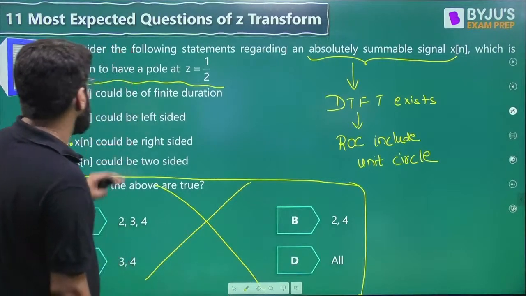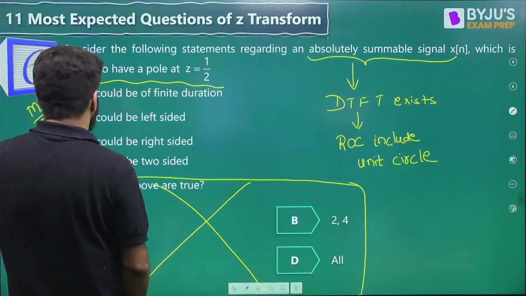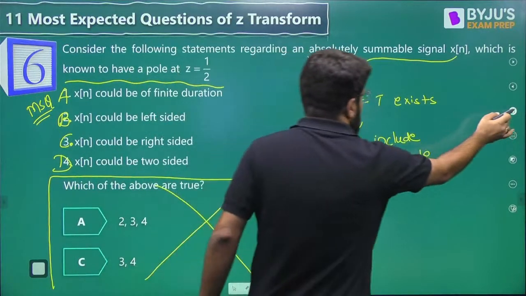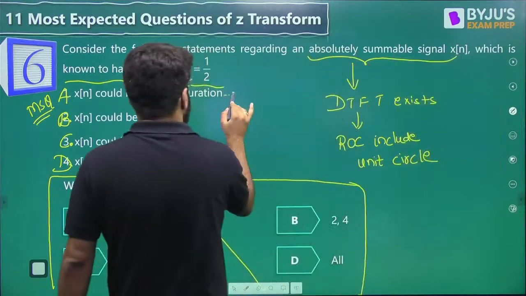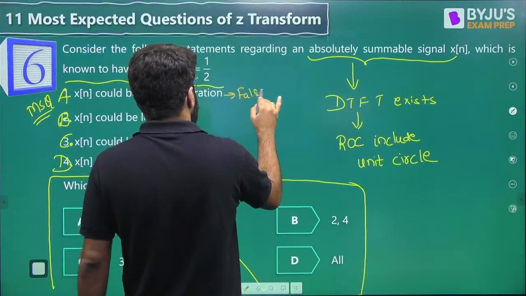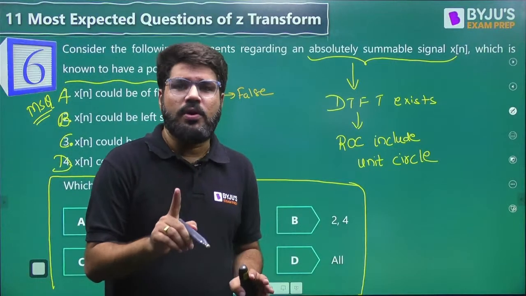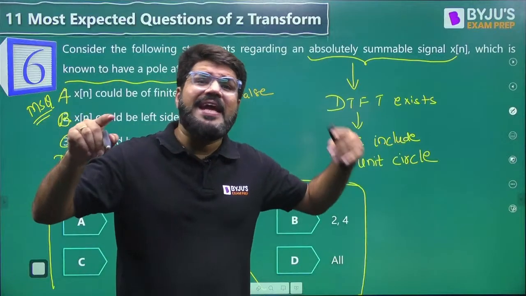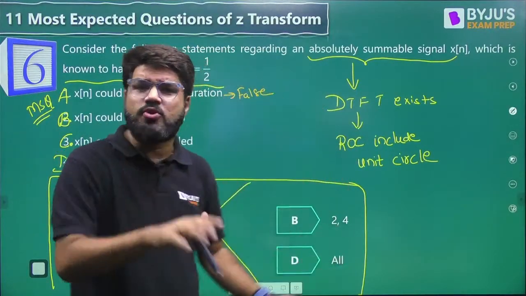X[n] could be of finite duration, x[n] could be left-sided. So some things are definitely false. Let me write it here. Yes, this is definitely wrong. This is definitely false because a finite duration signal cannot have any pole. What we learned: for a finite duration signal the ROC is the entire z plane except 0 or infinity. That means if there is a pole, it is either at 0 or infinity, or there is no pole.